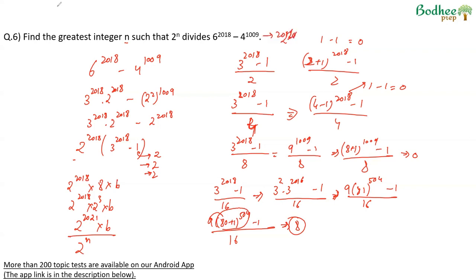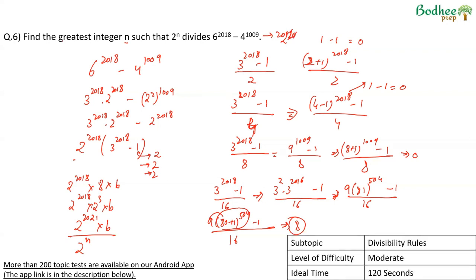2021 becomes the answer. Again, I'll say moderate level of difficulty question. The first step is easy. Then we just have to check that in the remaining term, what is the power of 2 that is left. 2.5 minutes should be good enough to answer the question.